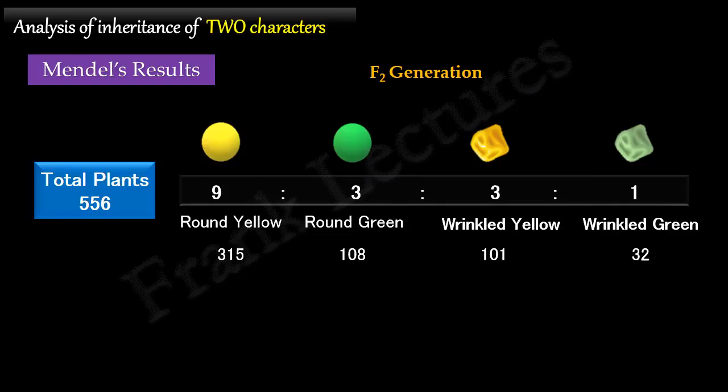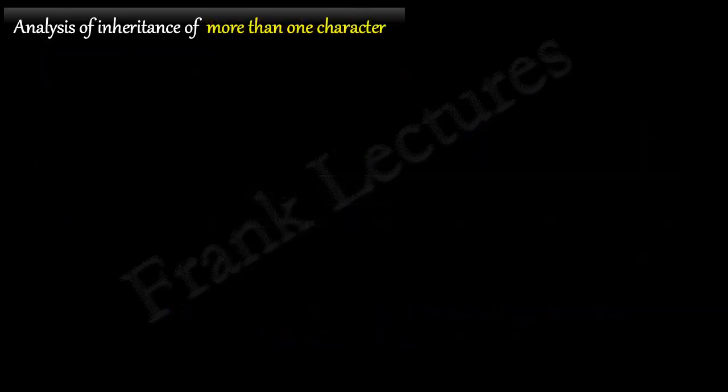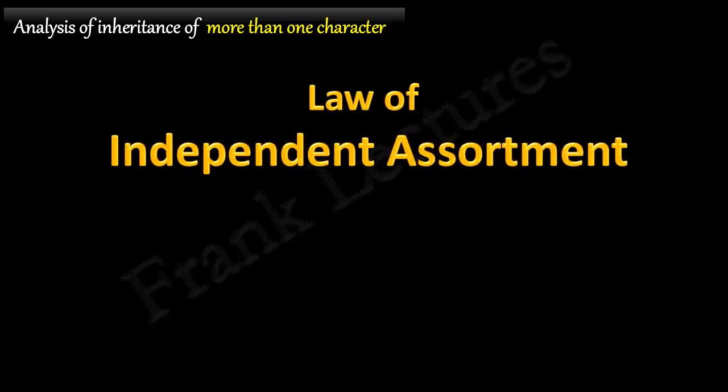On the basis of his results, Mendel proposed that the allele for seed shape and the allele for seed color originally present in each parent would separate from each other and be transmitted independently. The alleles of different genes do not stay together when gametes form. The inheritance of one trait did not influence the inheritance of any other trait. The results obtained by Mendel's dihybrid cross are the basis of Mendel's second law, the law of independent assortment.